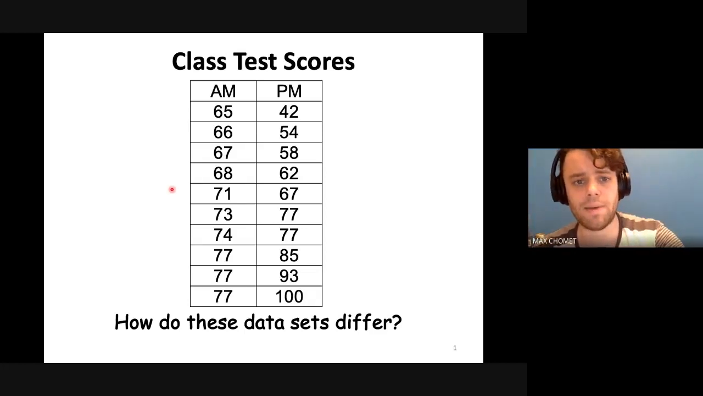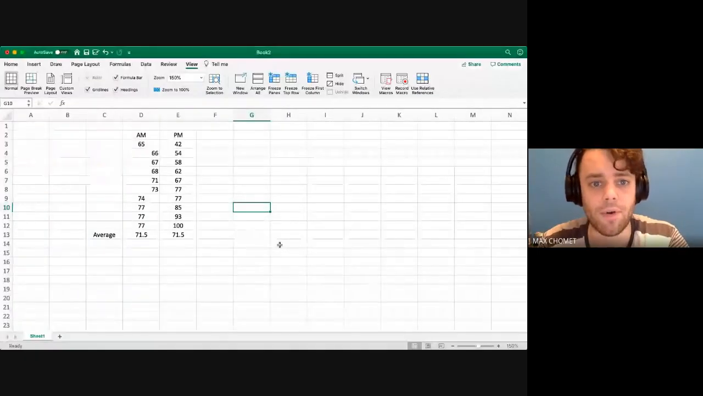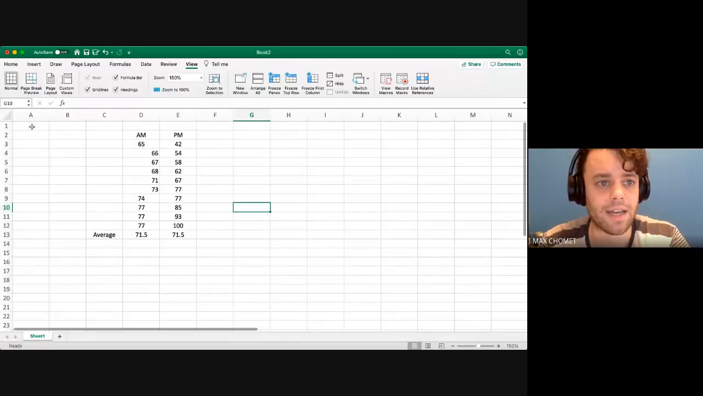Jemima said that she thinks the average of the PM class is higher. Let's actually find out. I'm going to show you how we can do that in Excel. I'm going to show you these data in Excel, and it's going to be very similar in Google Sheets. So just give me a moment. Here is my Excel. So here's a table, and I'm going to show you a couple of things about Excel here.